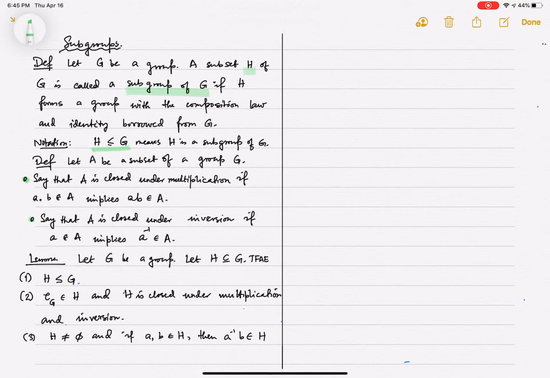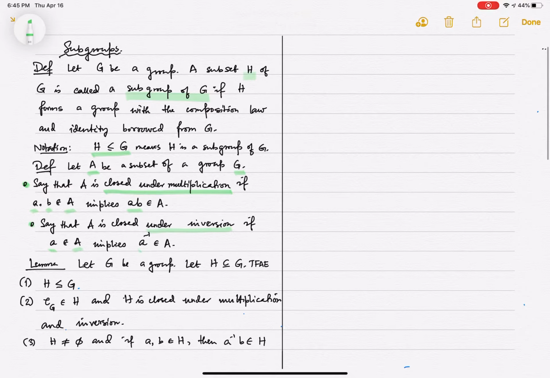If you have a subset A of a group G, you say that A is closed under multiplication if whenever little a and little b are in capital A, then the product a times b is also in capital A. So the product of two things in A is again in A. And you say that A is closed under inversion if whenever you have an element in A, its inverse is also in A.